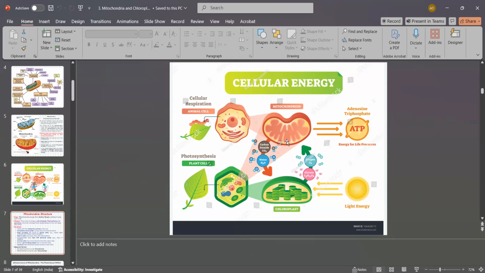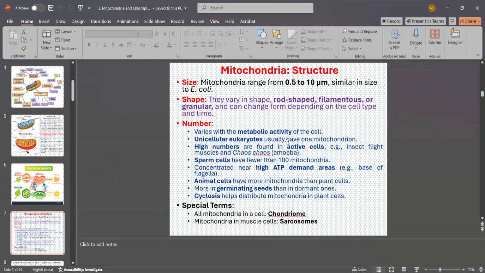So this is also the mitochondria structure. The size of mitochondria ranges from 0.5 to 10 micrometers, similar in size to the Escherichia coli bacteria. Then shape, what is the shape? They vary in shape: rod-shaped, filamentous or granular, and can change depending on the cell type and time.